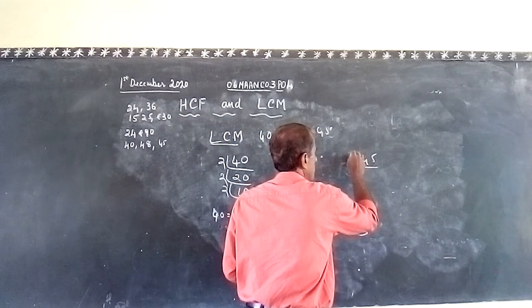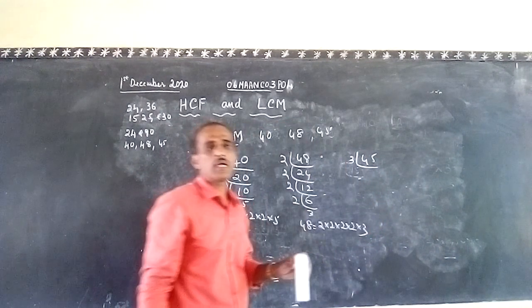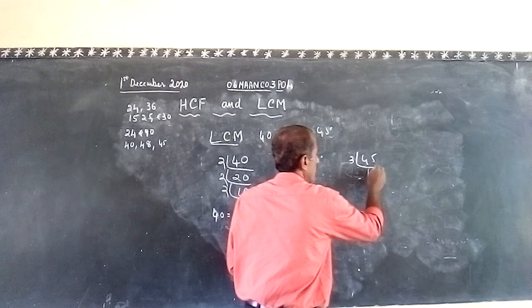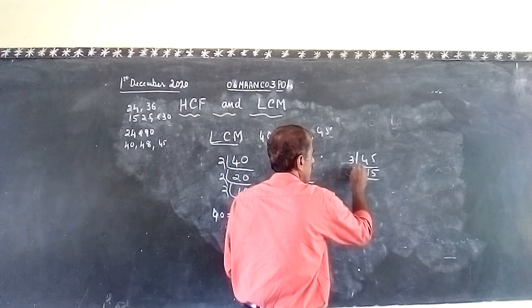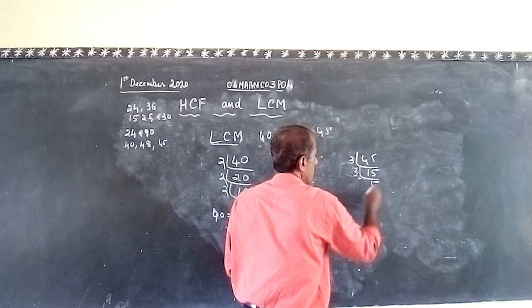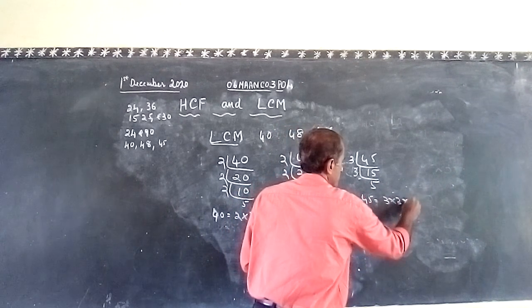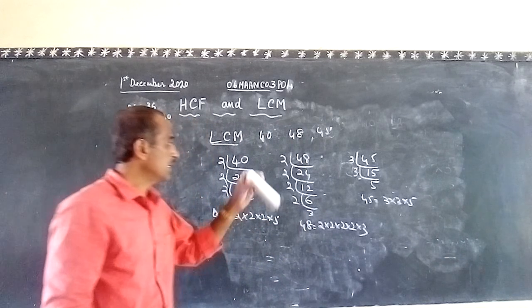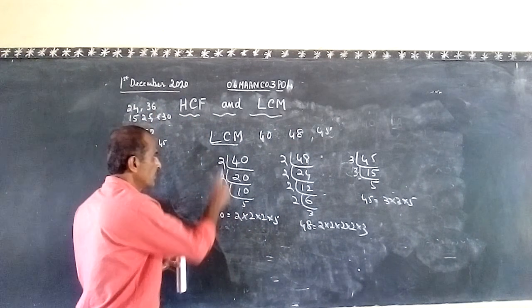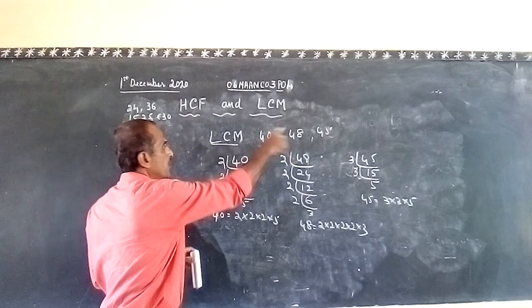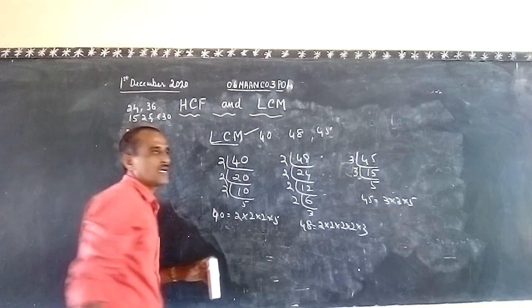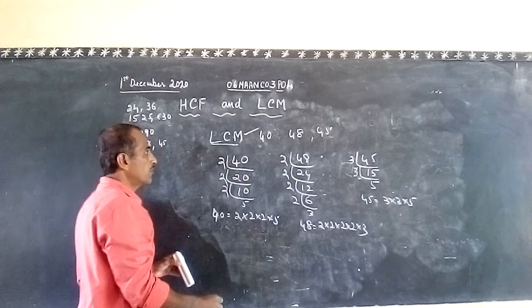Then 45. You can't divide by 2, so you have to go for 3. 3 15s are 45. Then again by 3, 3 5s are 15. So 45 is equal to 3 into 3 into 5. So how to find the LCM of all these numbers, 40, 48 and 45?